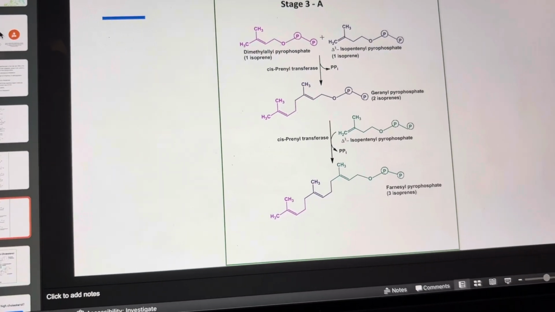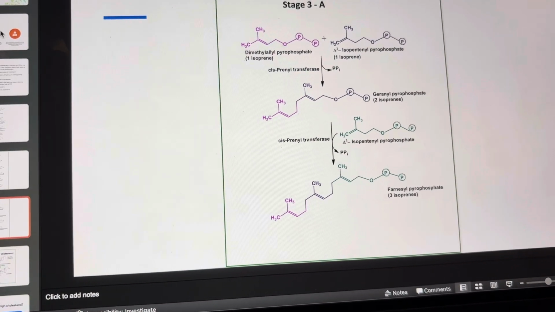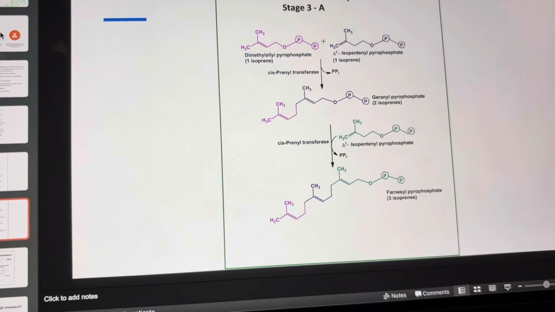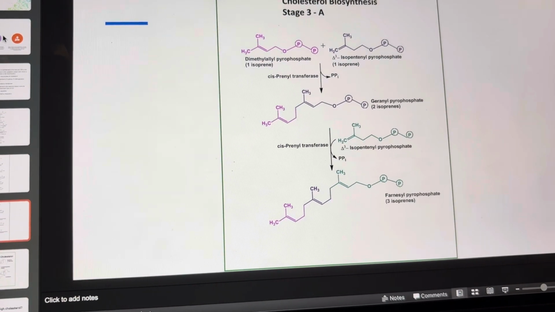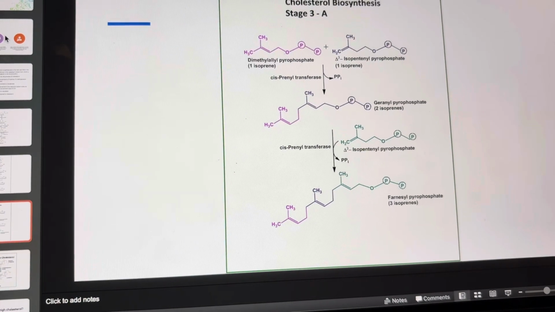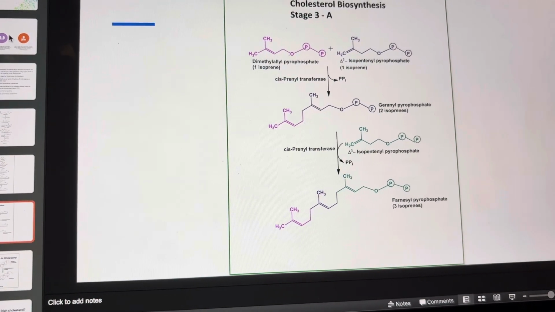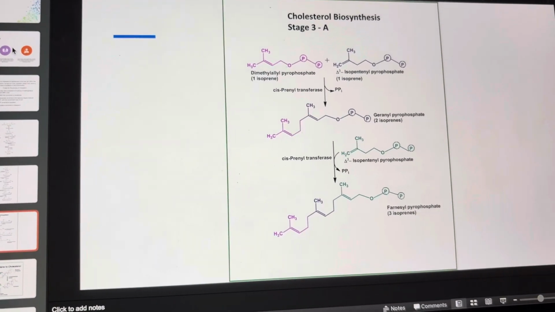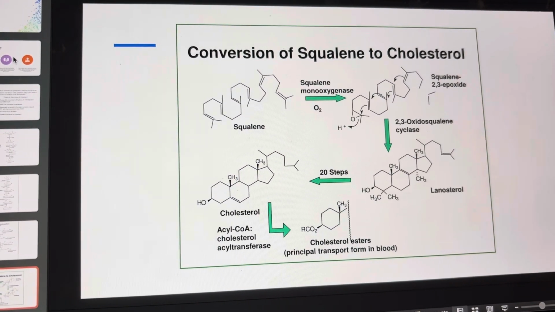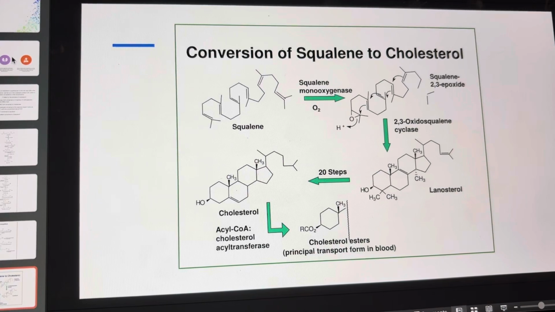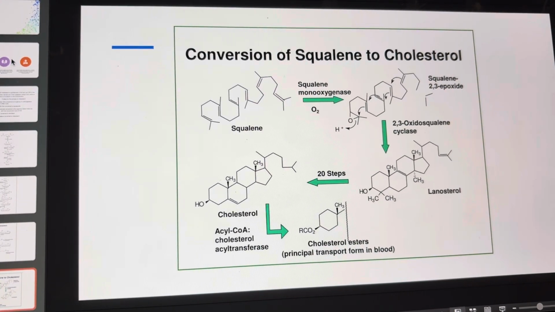Then we are getting the geranyl pyrophosphate, which is 2 isoprenes. And then that final product is going to be that farnesyl pyrophosphate. So this kind of shows the conversion from squalene to cholesterol.